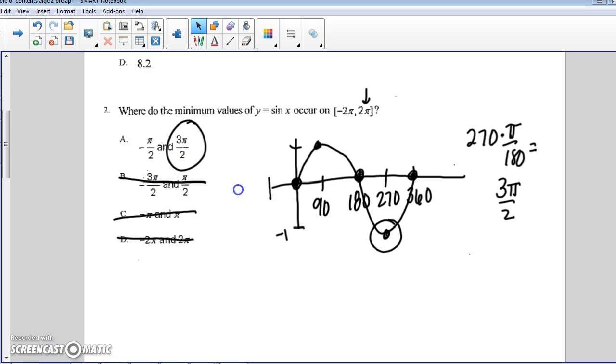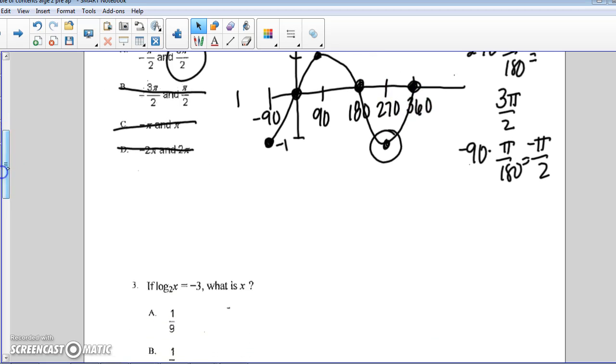I will tell you, though, if we go backwards, it's going to be negative 90, it's going to hit down again. So it's got to go up and down. Well, negative 90 times pi over 180 would give you negative pi over 2. So that's why the answer is 3 pi over 2 and negative pi over 2. Remember, you can do this in degrees if you want. Easy to remember in degrees, and then work your way backwards to radians.